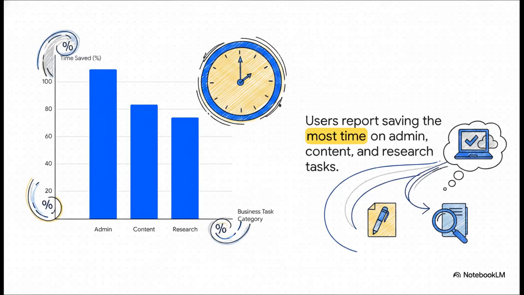And if you're wondering where the biggest impact is, well, here's what early users are reporting. The number one time saver, by a long shot, is administrative work. That's followed closely by content creation and research. This pretty much shows you exactly where you can expect to get the quickest wins.